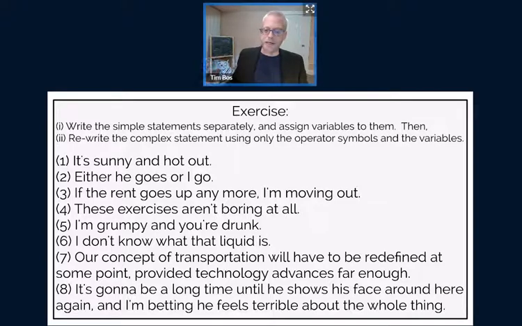Like that, right? So T, arrow, C. And notice T stands for technology advances far enough, right? Which in the sentence comes second. But logically, as an if-then statement, we're going to have to put it first. Yeah? It's the antecedent. Technology advances far enough is the antecedent. And the consequent is our concept of transportation will have to be redefined at some point. Okay. Yeah. The arrow means implies, right? So you can think about it in different ways, right? Technology advancing far enough entails that our concept of transportation will have to be redefined, right? That's one way to put it.